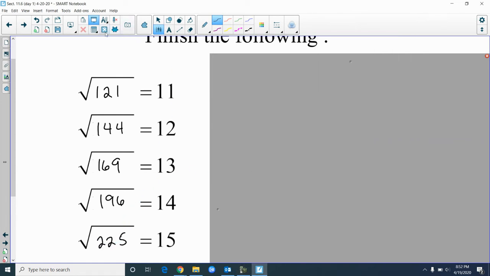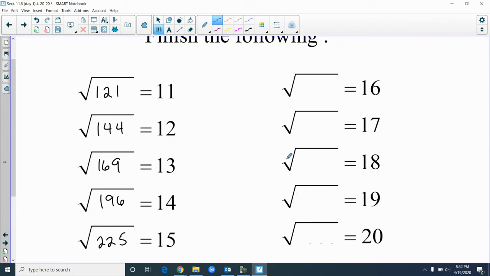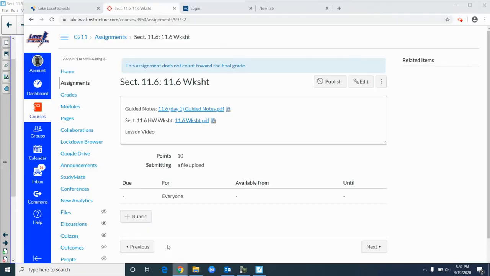All right, go ahead and finish that chart. I think it's on the right side of your guided notes. Fill in underneath the radical for each one of those. So take a second to do that. I'm going to pause this while you are doing that.